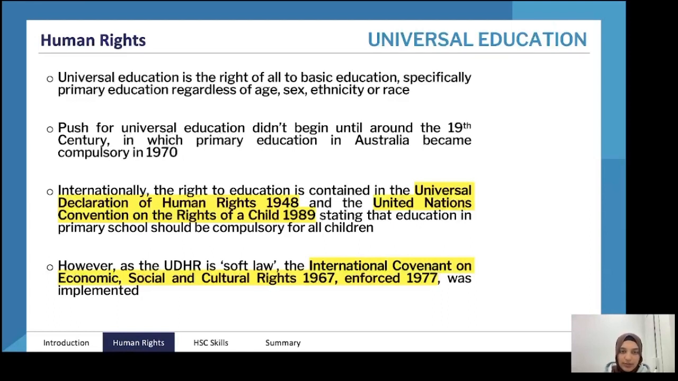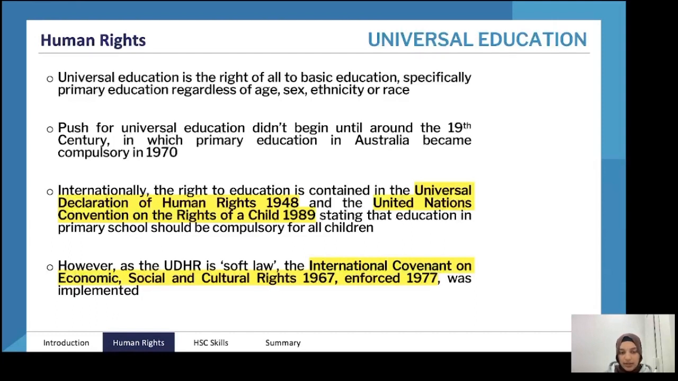So universal education is the right of all to basic education, specifically primary education, regardless of age, sex, ethnicity, or race. There has been a push for universal education, and it didn't begin until around the 19th century, in which primary education in Australia became compulsory in 1970. Internationally, the right to education is contained in the UDHR and the UN Convention on the Rights of the Child, which essentially states that education in primary school should be compulsory for all children.